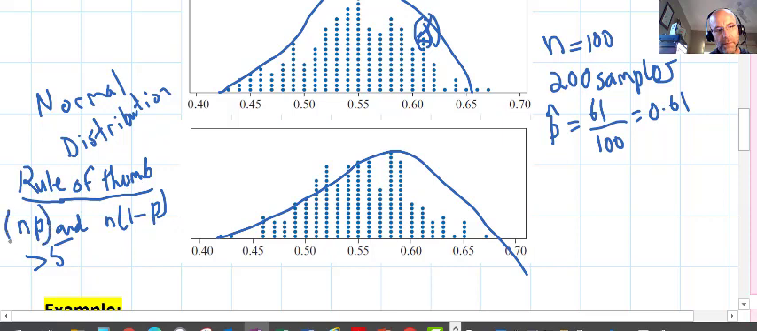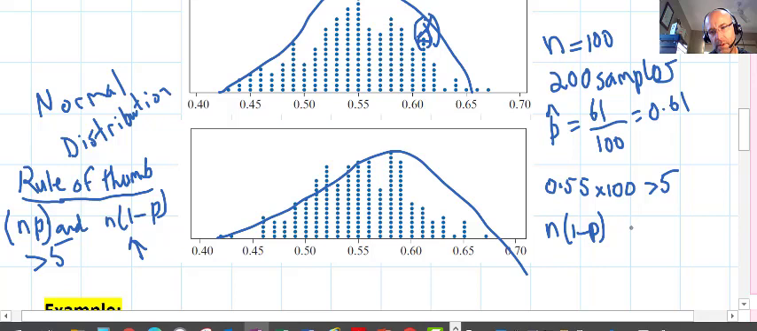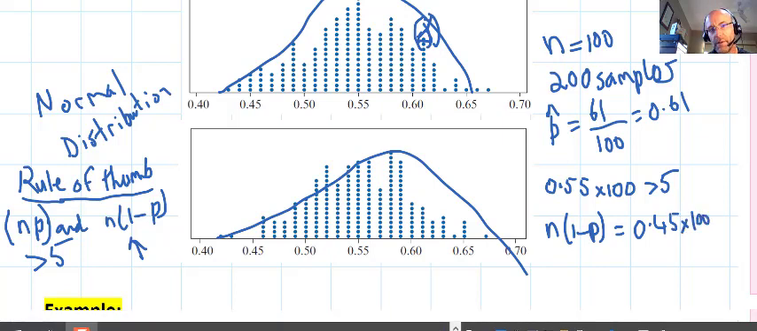np, well, n is 100, and p, the mean, is 0.55, so we'd have 0.55 times 100, and that's sure a lot greater than 5. Okay, it's 55, and n times 1 minus p, this other one here, would be 0.45 times 100. It's obviously a lot bigger than 5. It's 45. Both of those are greater than 5.